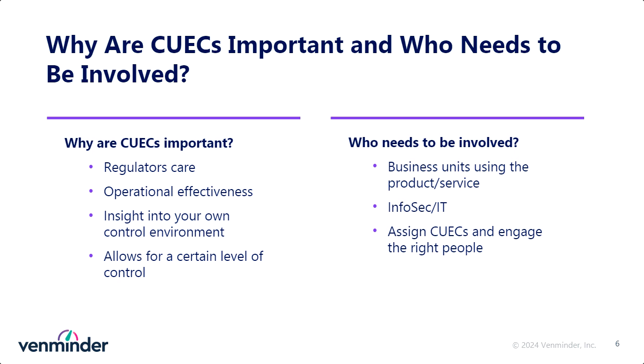Undoubtedly, you're going to have to pull in information security and IT. And really, we want to make sure that we're assigning CUEs and engaging the right people. And that's just going to depend on what the controls are. Technical controls, more often than not, will need to be involving the information technology and information security. Business-related controls to the business unit. We'll talk more in depth about what to do when, but it's important to understand that CUEs are not a one-man job.